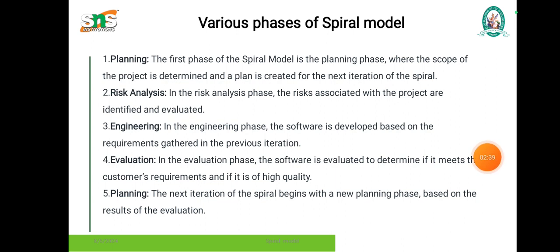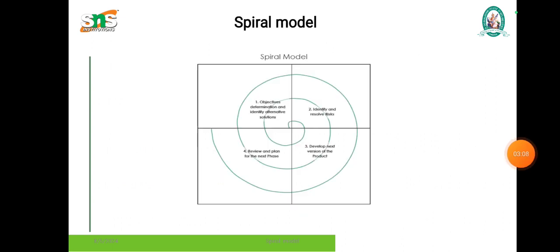And the fourth phase is evaluation. In this evaluation phase, the software is evaluated to determine if it meets the customer's requirements and if it is of high quality. And the last stage is the new planning phase. This is the next iteration of the spiral, which begins with the new planning phase based on the results of the evaluation. So these are the various phases of the spiral model.